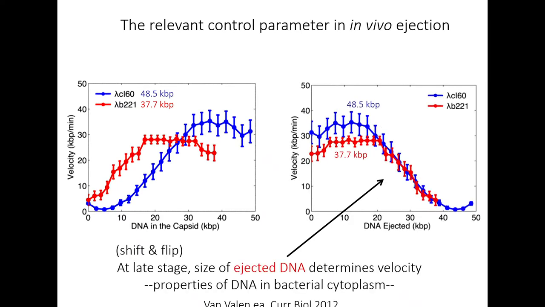So here's how it looks. You shift it and flip it. Then you plot the ejected DNA rather than the DNA in the capsid. And then you see that on a relatively long time scale, these curves coincide, right? At the beginning, there's a difference, and that makes sense because the larger genome, of course, exerts a larger osmotic pressure. So it's faster, right? But in the longer run, it was unexpected, right? So that means that the relevant parameter, at least experimentally, is the properties of the ejected DNA as well as the properties of the bacterial cytoplasm that set the time scale for ejection here in these relatively long times, all right?